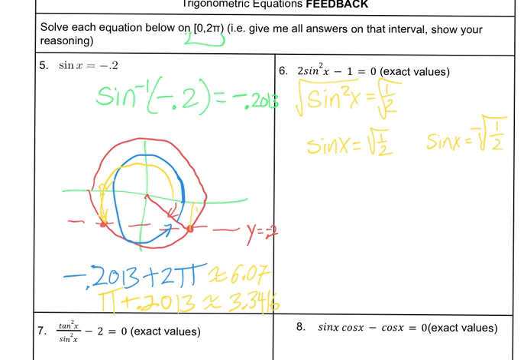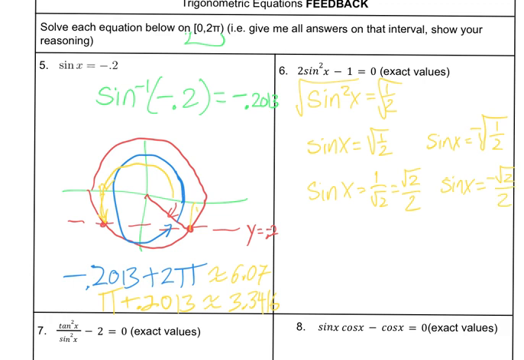I'm also going to simplify this a little bit. I'm going to rewrite this as the square root of 1 over the square root of 2, which is 1 over root 2. And if I rationalize that denominator, that comes out to be root 2 over 2. On the other side, so we got sine x is equal to the negative root 2 over 2.